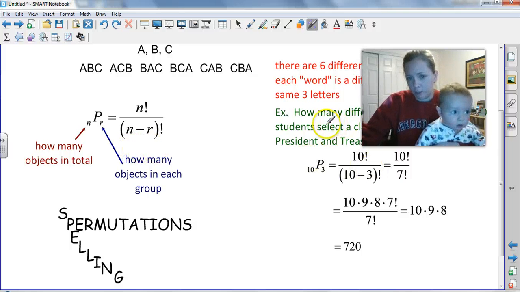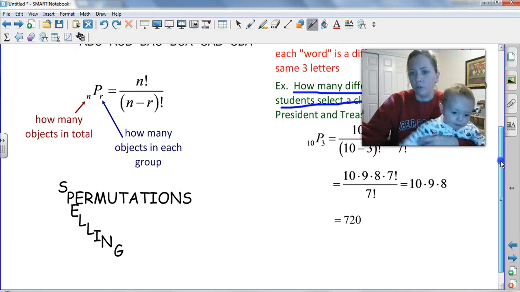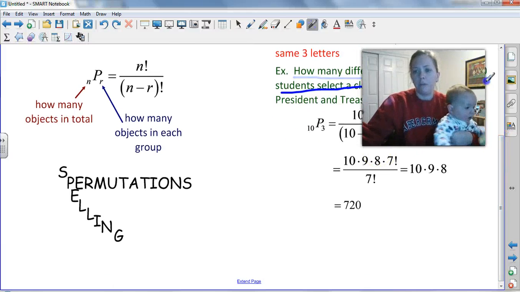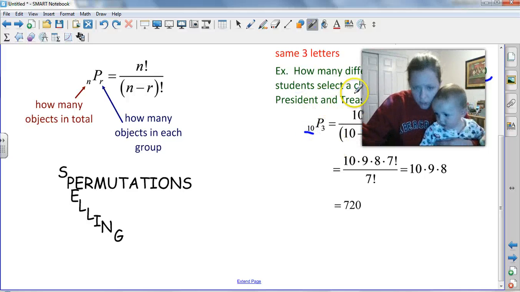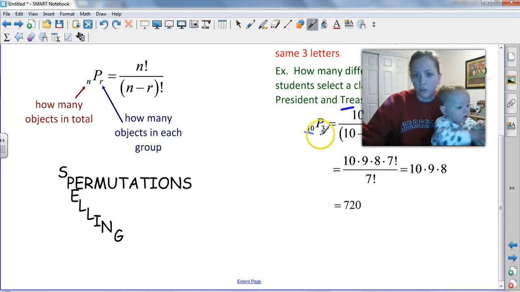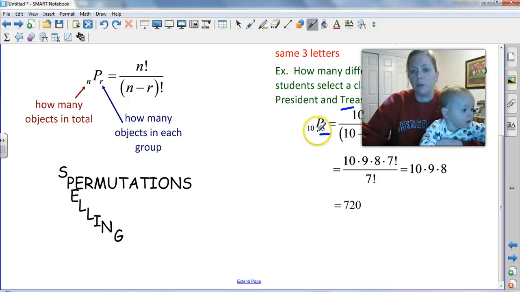So let's look at another example. How many different ways can a class of 10 students select a class president, a vice president, and a treasurer? So we had 10 people all together, so 10 goes here. And we're trying to determine 3 different roles: president, vice president, and treasurer. So the 3 goes here, okay? So what we're doing is 10 perm 3.